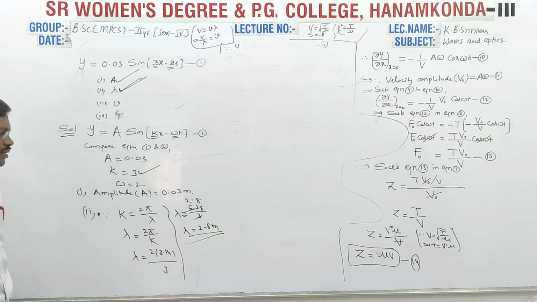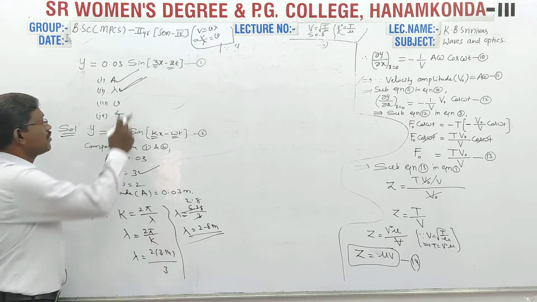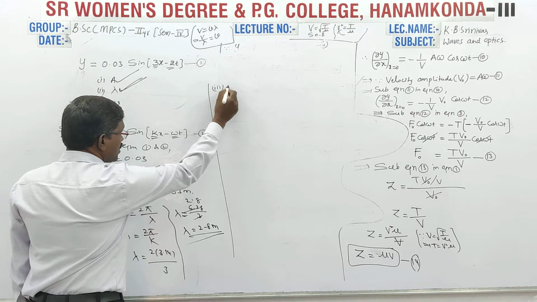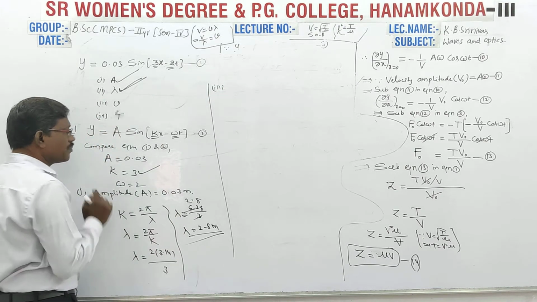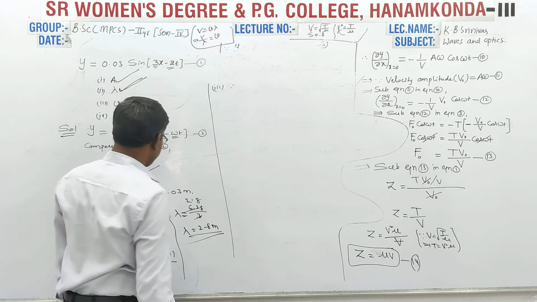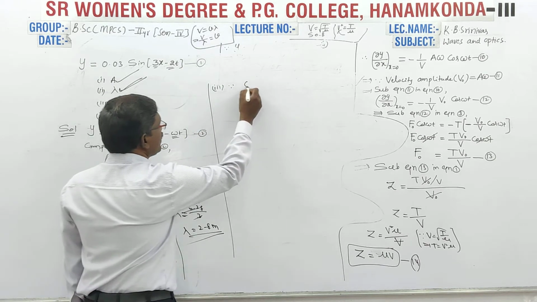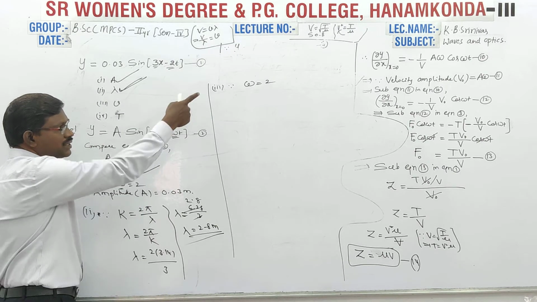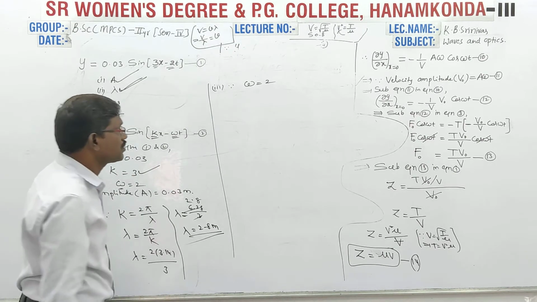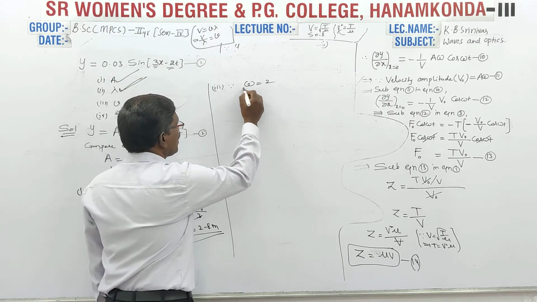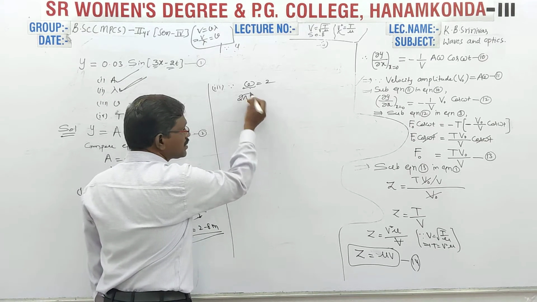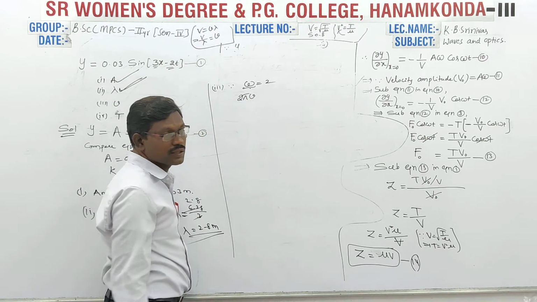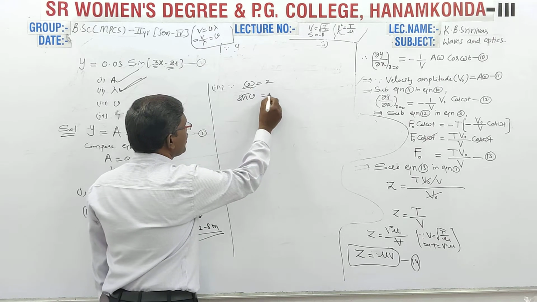Is that clear? Right. The next one is frequency. We have to calculate frequency. How do we calculate frequency? Already here we have omega. What is omega? They have given omega as 2. I am writing this value as it is here. Omega equal to 2 radians per second. Omega, angular frequency in terms of frequency, that is 2 pi nu. You can replace omega by 2 pi nu is equal to 2.